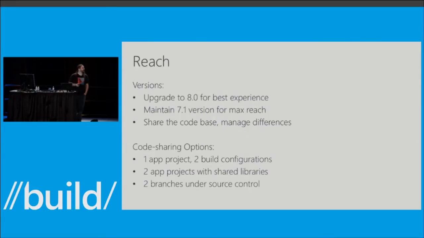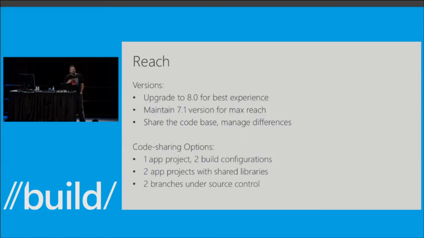Next topic, in terms of reach, I want to talk a little bit about versions, OS versions and app versions. So Windows Phone 8 SDK has a lot to offer in terms of new features, new functionality, and performance improvement. So if you build an app today, you definitely want to target that. Or if you have an existing 7 app, you want to target that version by upgrading your app to get the best user experience for your customers.